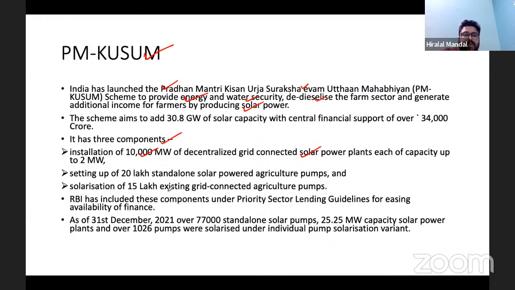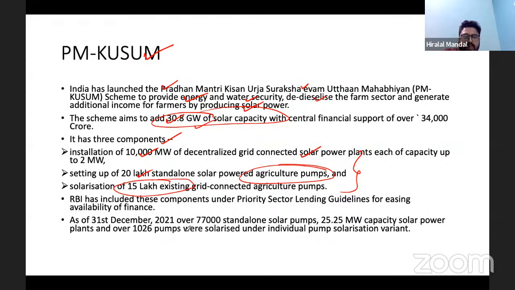It also aims to set up 20 lakh solar power agriculture pumps. So this is how it will be made available to the agriculturists at a subsidized rate. It also aims at solarization of 15 lakh existing grid connected agriculture pumps. So these are the initiatives that have been taken under the Pradhan Mantri Kusum. This is not a new program, but progress has been achieved under this program. The program aims to generate 30.8 gigawatt of solar capacity with the support of 34,000 crore over a period of time.